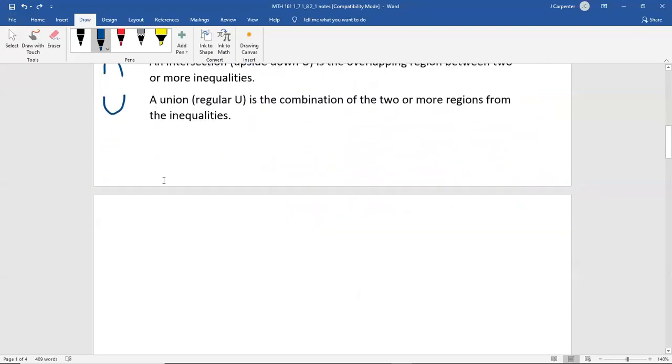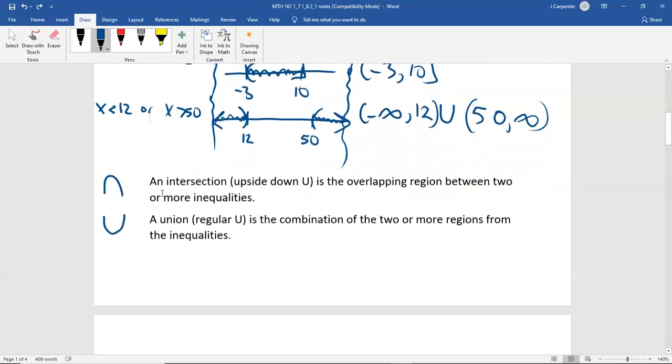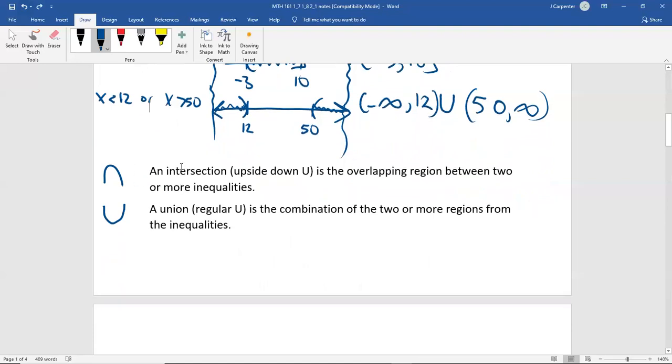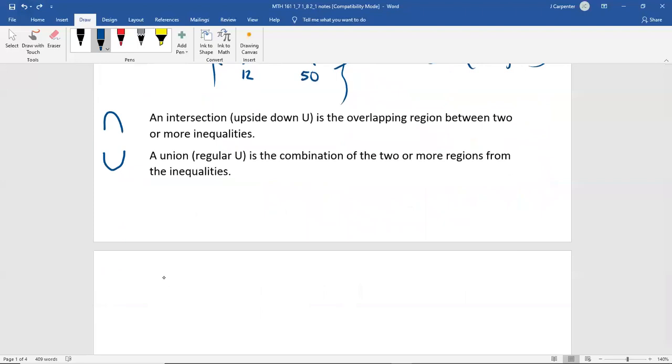So before I actually get into any examples with these, let's just practice this union and intersection stuff, what some basic problems would look like. So example, that's not it. Let's write that. Example, find the intersections.